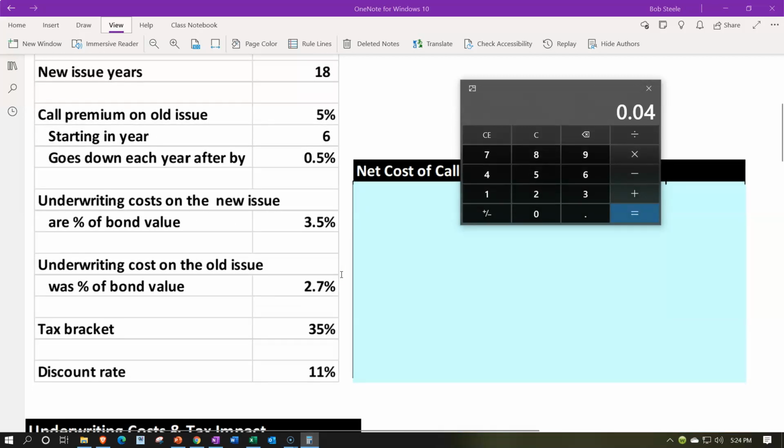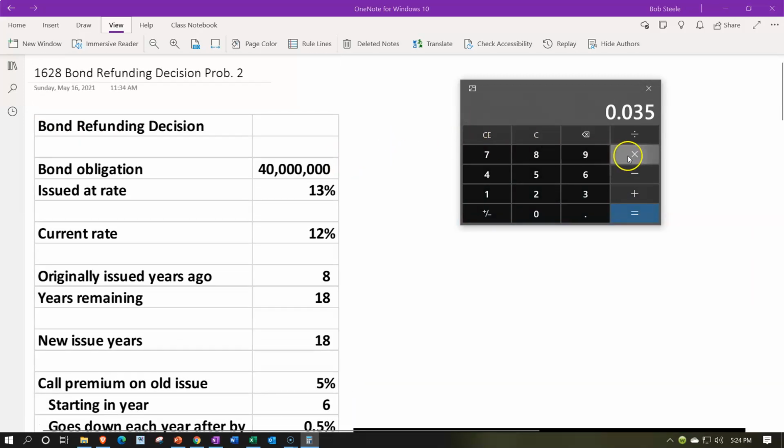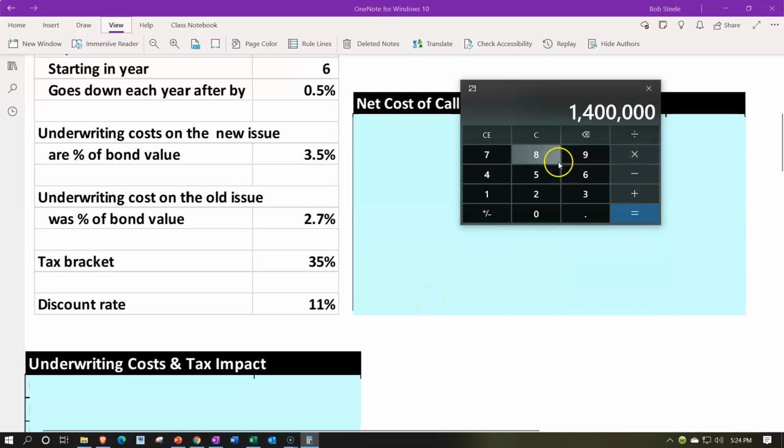Then we have the underwriting cost on the new issue, which is a percent of the bond value. So all we're saying there is 0.035 times the bonds, which were the 40 million. So times the 40 million, it's going to cost 1.4 million to float these things or get them out on the marketplace. And then the old bonds, the underwriting costs were 2.7%. So 40 million times 0.027 was the 1.080 million for the cost of us to float or get out on the marketplace the last bonds for the first go round.